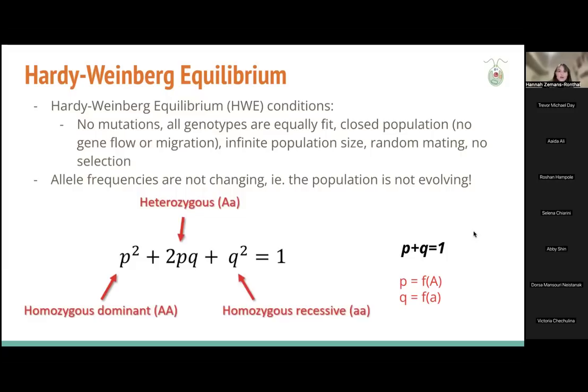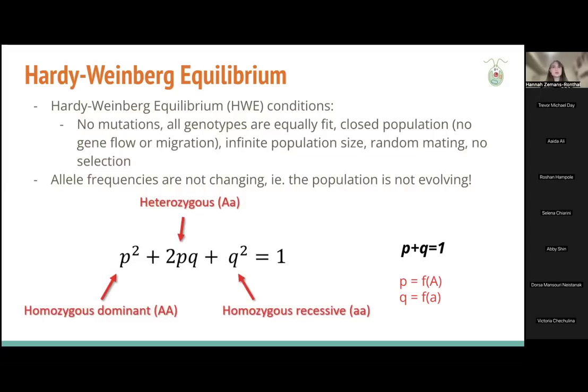So Hardy-Weinberg equilibrium. That's kind of what this was all leading up to. Hardy-Weinberg equilibrium describes a set of conditions where there are no mutations, all genotypes are equally fit, closed population, no gene flow or migration, infinite population size, random mating, and no selection. Now that's kind of a long checklist of things.